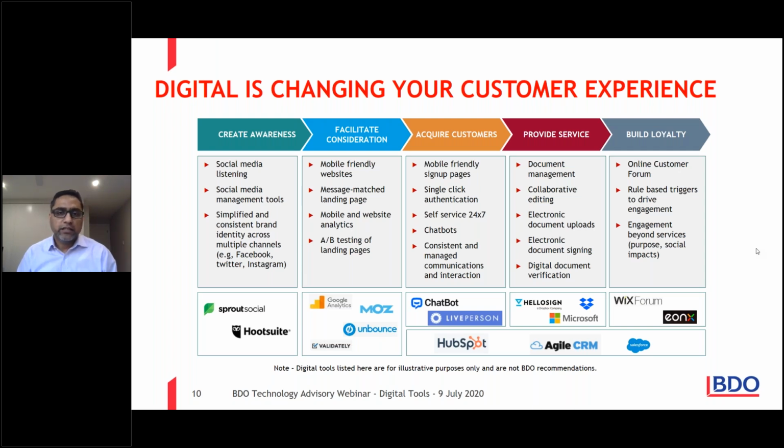Then from there, it gets into acquiring the customers. This is where mobile-friendly sign-up pages come in, where you do the authentication through Google services, or through Apple or Microsoft platforms. Having those mobile-friendly pages with single-click authentication helps customers move from facilitation into signing up for your services fairly quickly.